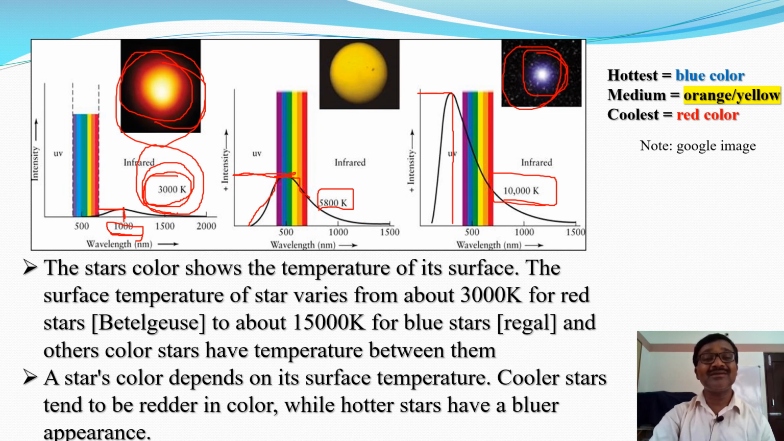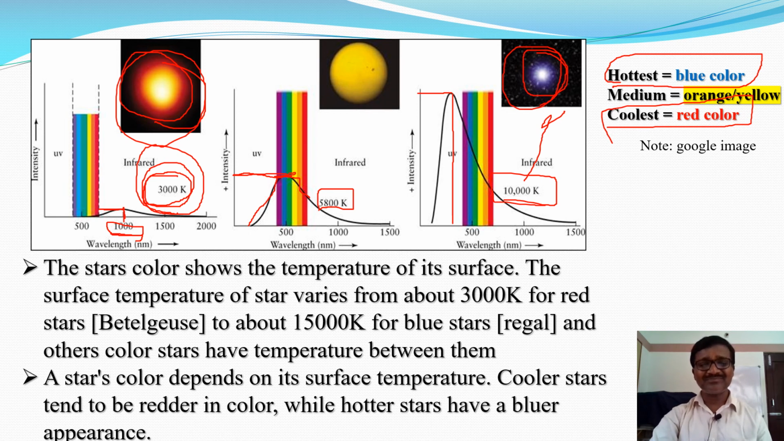The red color star has a low temperature. The blue color star has a high temperature. Therefore, we consider these to be cool stars and these to be hot stars. Therefore, the hottest stars are blue in color, the coolest stars are red in color, and the medium ones are orange or yellow.